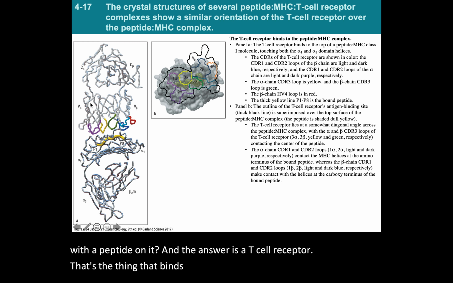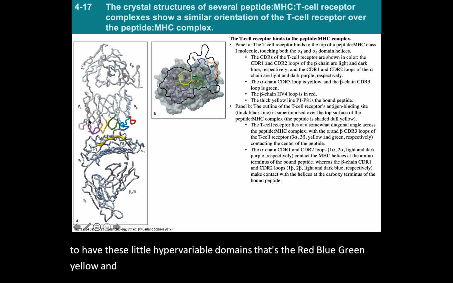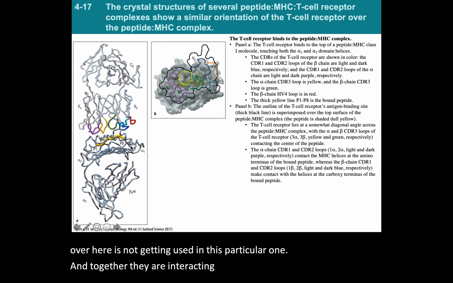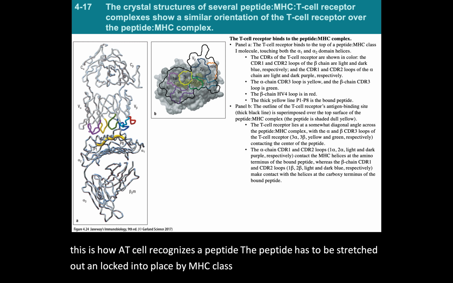And so our T cell receptor up here is going to have these little hypervariable domains. That's the red, blue, green, yellow, and purple over here. And it looks like this hypervariable domain over here is not getting used in this particular one. And together they are interacting with every little bit of this peptide. So this is how a T cell actually recognizes a peptide. The peptide has to be stretched out and locked into place by MHC class 1, and then the T cell receptor can interact with it.